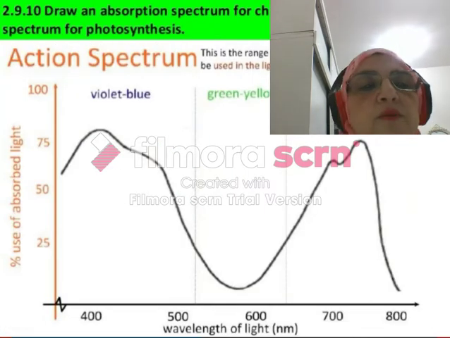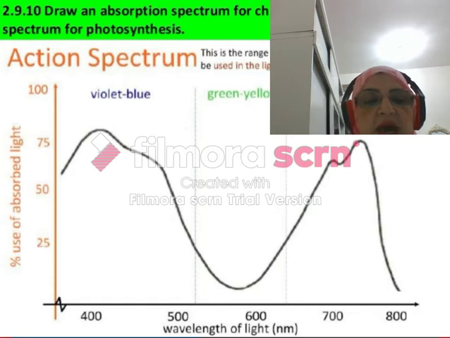This spectrum, we call it action spectrum. In the action spectrum here, you can see the maximum absorbance of light. Green plants or chlorophyll have the maximum absorbance in the violet, violet-blue region at a wavelength of 400, and another peak at a range of about 750. Okay, the green-yellow region is not absorbed, and this is the part which is reflected. So the action spectrum shows you the range of wavelengths which can be used in the light dependent reactions.